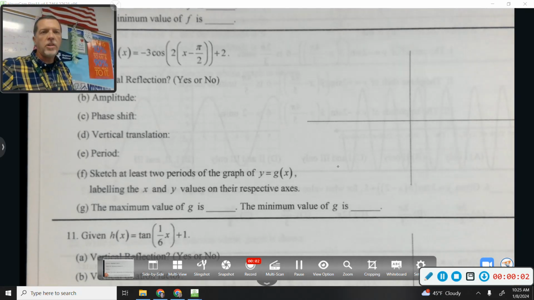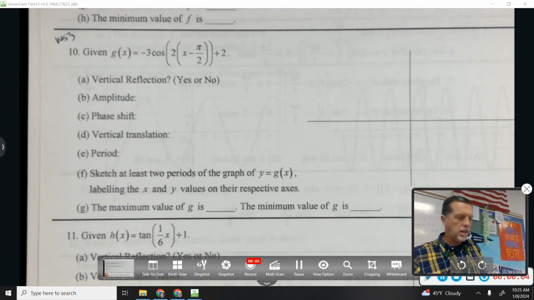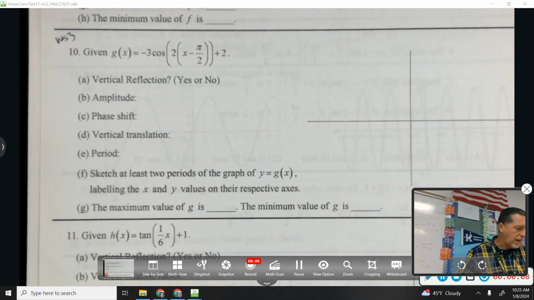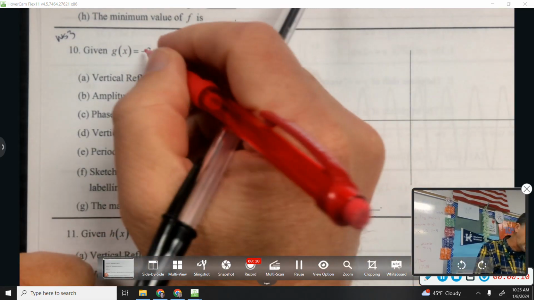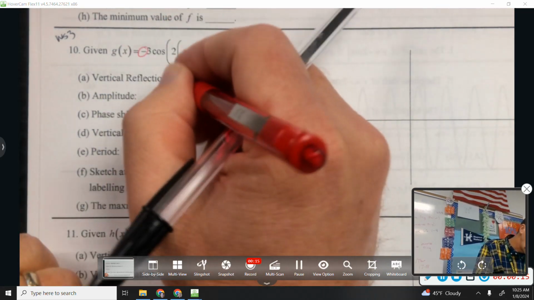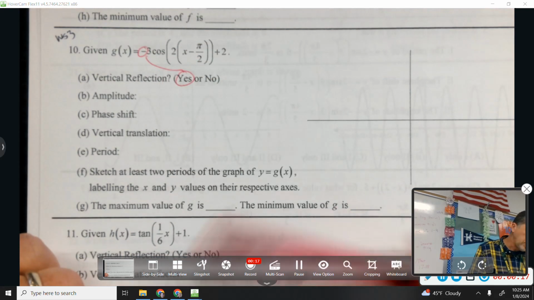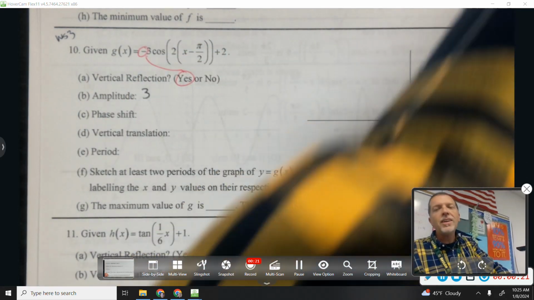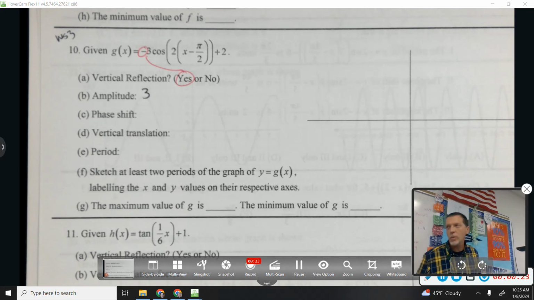So this is worksheet 3, number 10. Let's see, vertical reflection. Yes, right, the negative sign there. Yes, amplitude is 3. Please be careful, the amplitude is not -3.